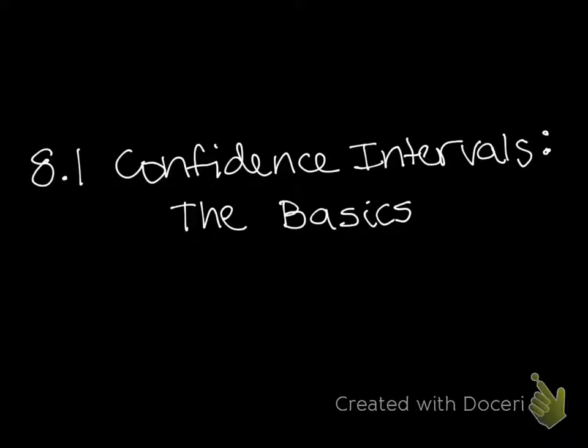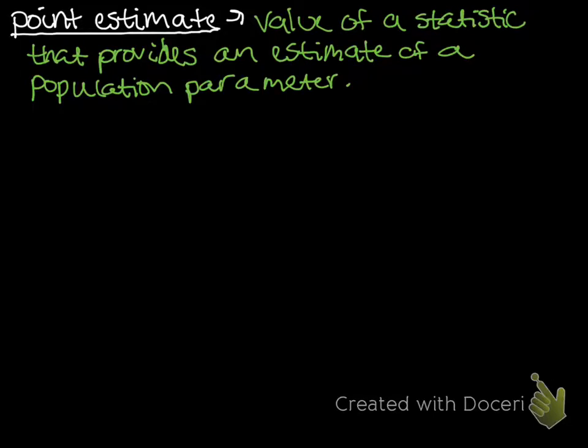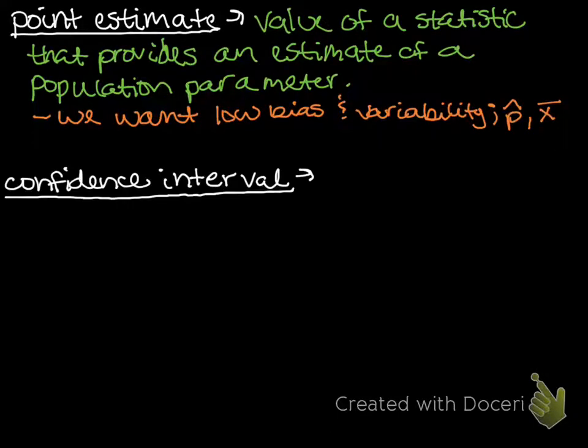Okay, so let's look at some basics about confidence intervals. What is a point estimate? A point estimate is the value of a statistic that provides an estimate of a population parameter. So the point estimate is the percentage you get when you do your survey. It's that 47%. We want low bias and low variability, which means we're either going to use p-hat or x-bar.